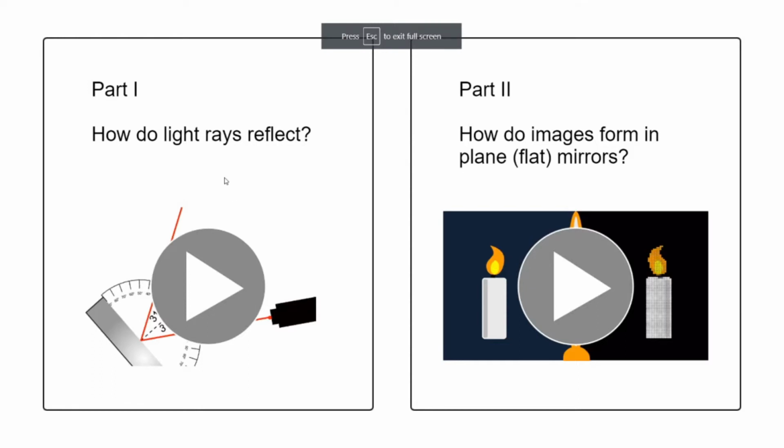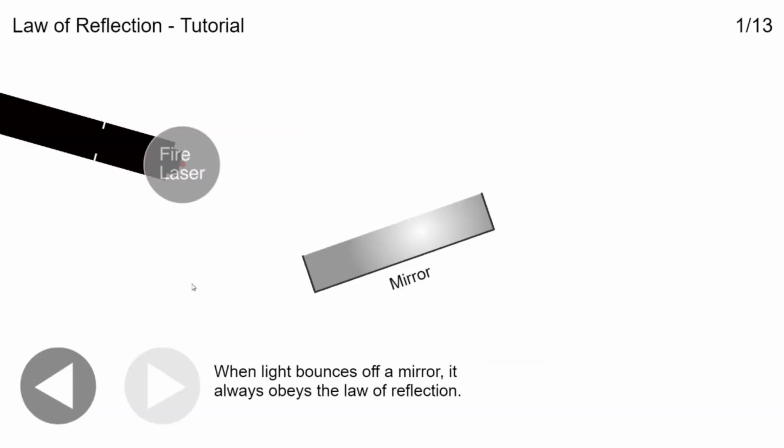Okay, you want to look at part 1. We're not going to look at part 2 this lesson. So on part 1, click on the big play button. Now this is an interactive simulation, so occasionally buttons like this will pop up which say fire laser, and these buttons will light up so that you can move on. Sometimes you can move the laser and move other things as well.